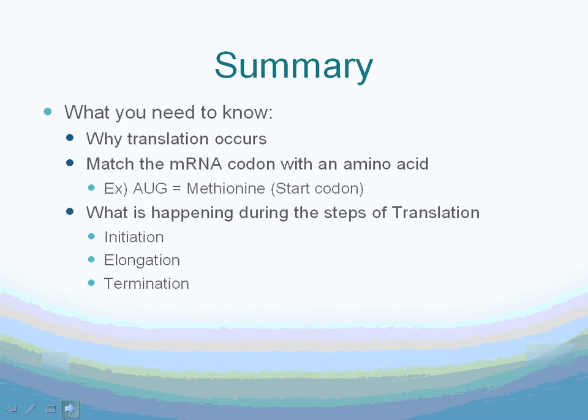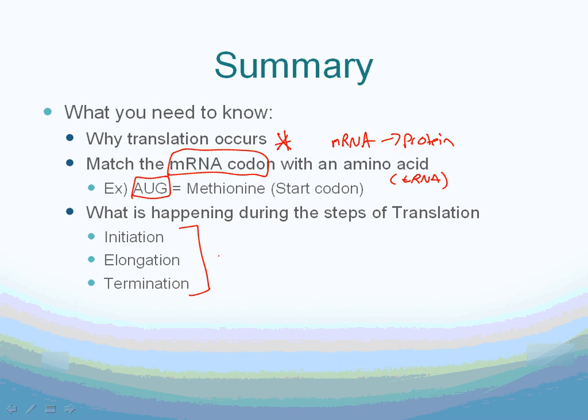So just in a summary, what do you need to know? Why translation occurs? We need to make that protein. Okay, that's the whole reason why, is to get it from mRNA into some sort of protein. We need to know that mRNA codons match with the amino acid, and that tRNA is what brings it there to match the anticodon. You need to know the AUG methionine start codon, and then know the steps of translation.